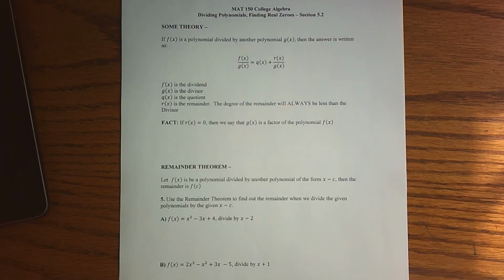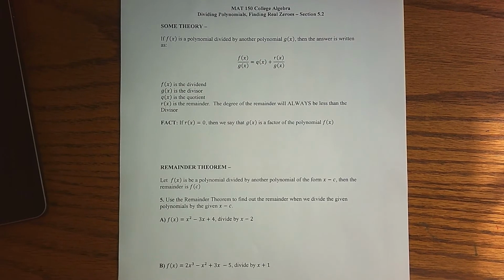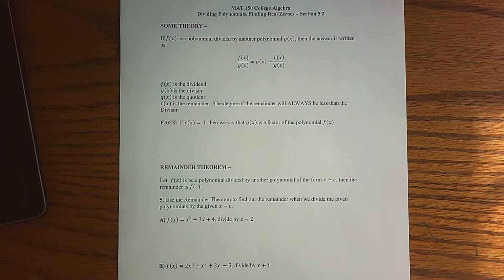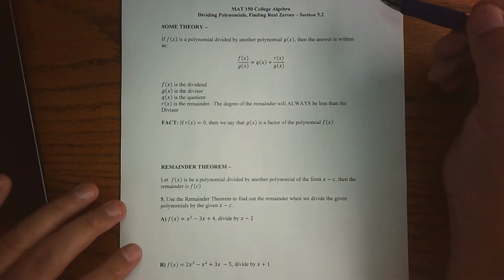Alright, you guys, so let's go ahead and look at a little bit of theory. We've done a lot of practice, we've done a lot of division, whether it was long division or synthetically doing it. But let's hit some theory, and then after this theory we'll be ready to actually start finding our zeros. So here's the theory.